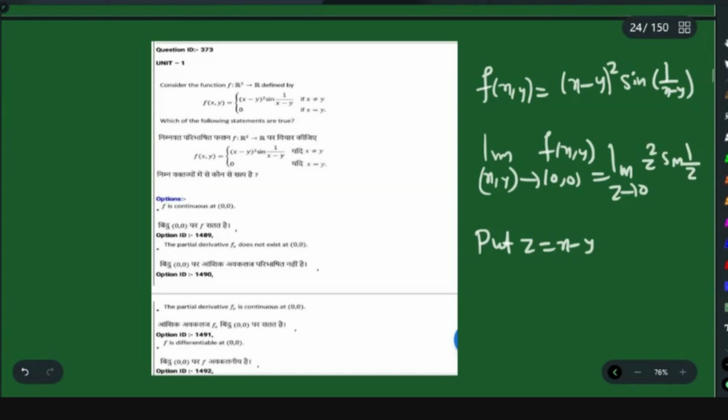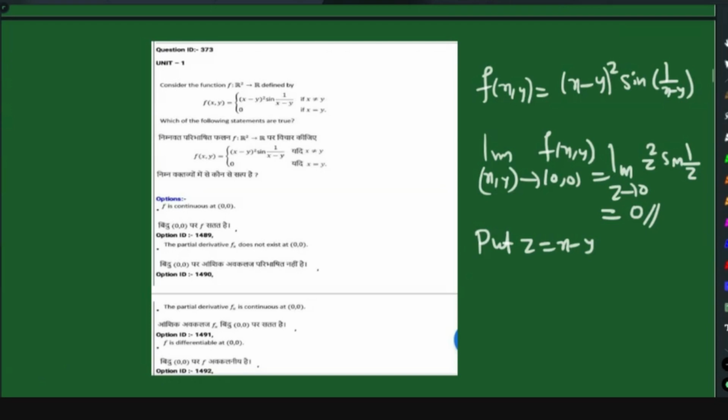Both have the same behavior. So what happens to this function z square sine 1 by z? What should be its value? Tell me. 0. So it should be 0. So the limit of f of xy as xy tends to 0, 0 is 0. So this is some trick. You can convert it if it is possible, not for all problems. For this problem, you can substitute x minus y equal to z, so z square into sine 1 by z will come, and the limit will be 0. So you got it. f is continuous at 0, 0. That is the right answer, right? The first option is correct.